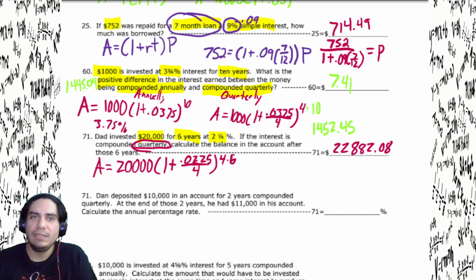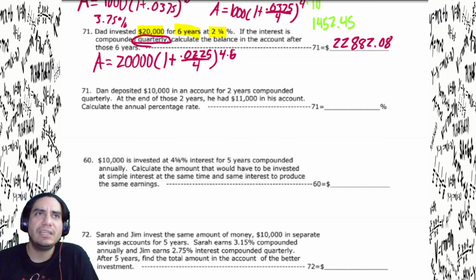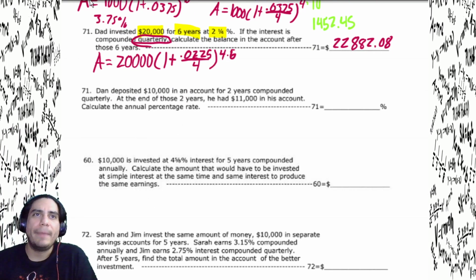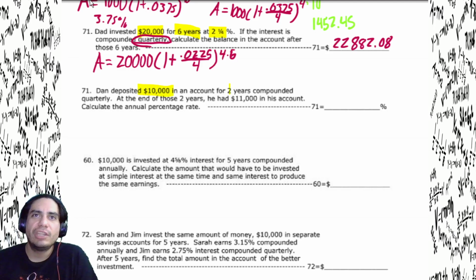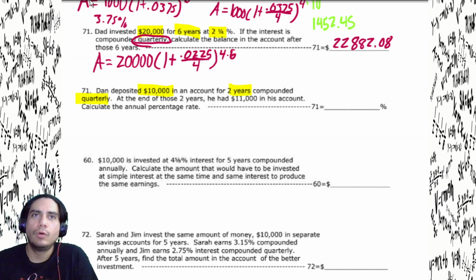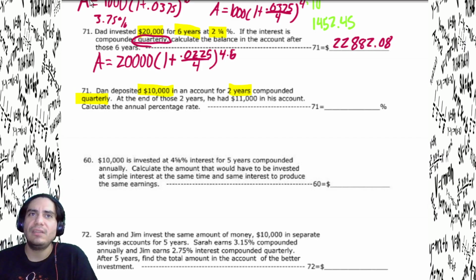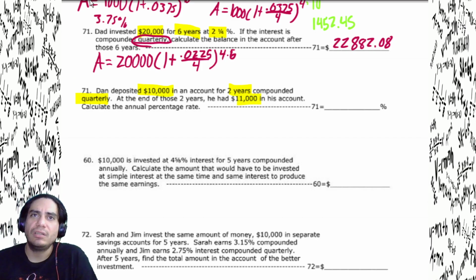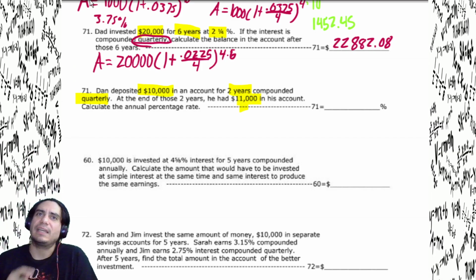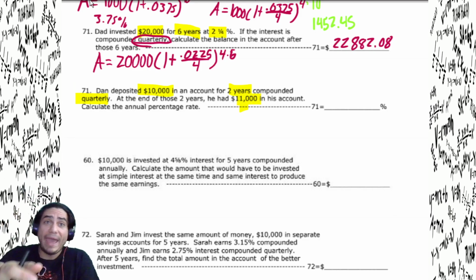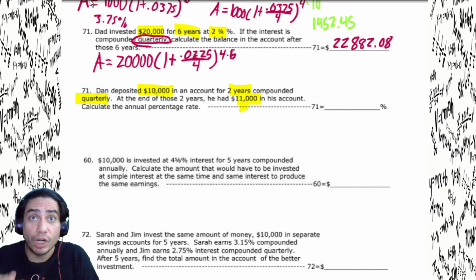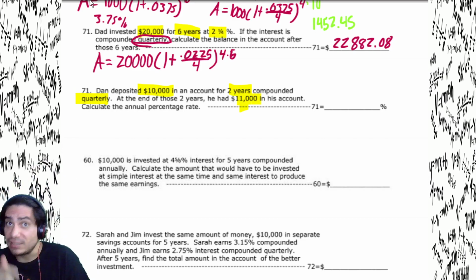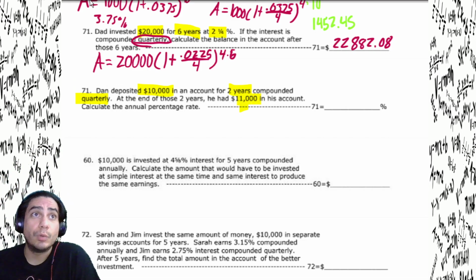Dan deposited $10,000 in the account for 2 years compounded quarterly. So that's good, and we're compounding it quarterly. At the end of those 2 years, he had 11,000. Wait a second. This one looks like we're going to be working backwards here. This is interesting. So let's go ahead and see what we got here.